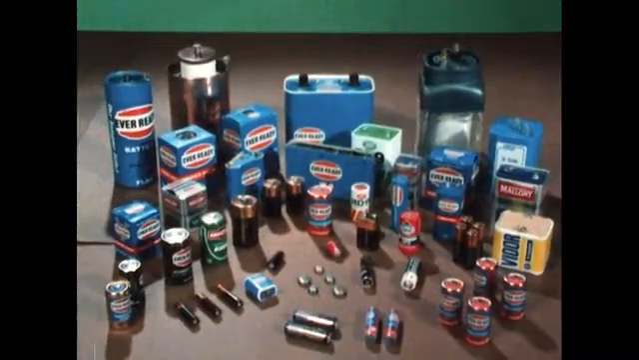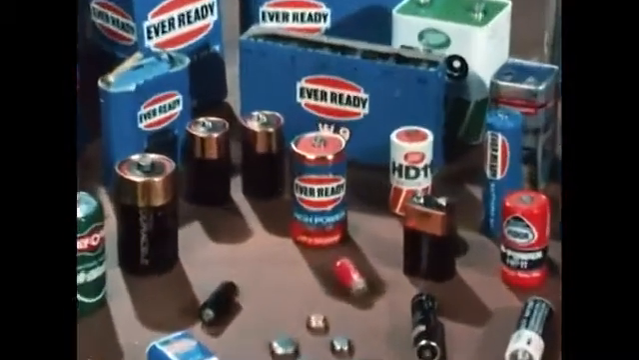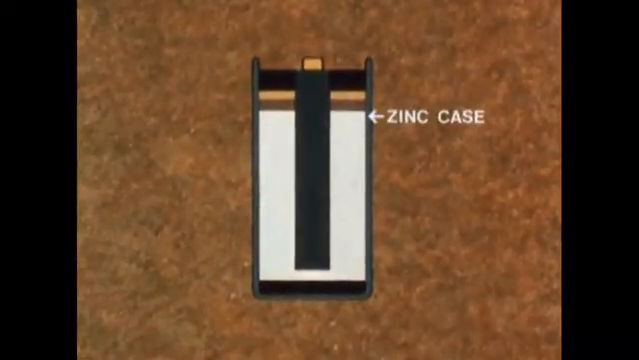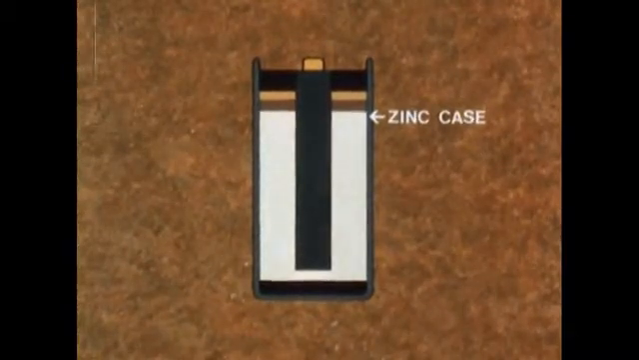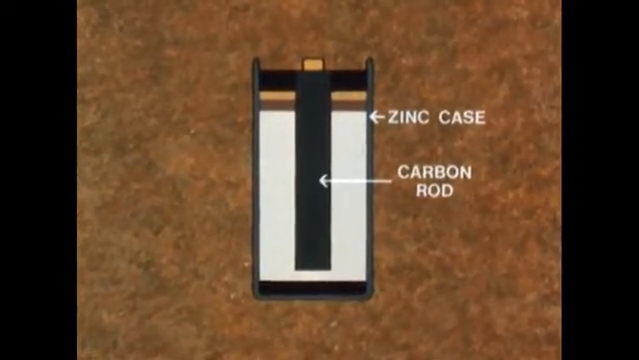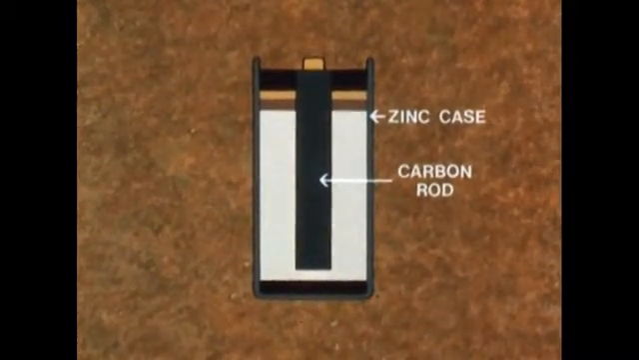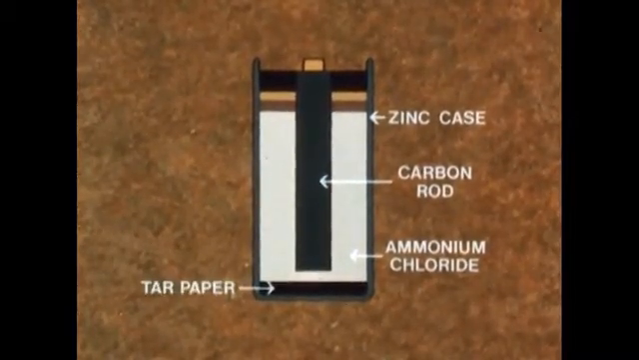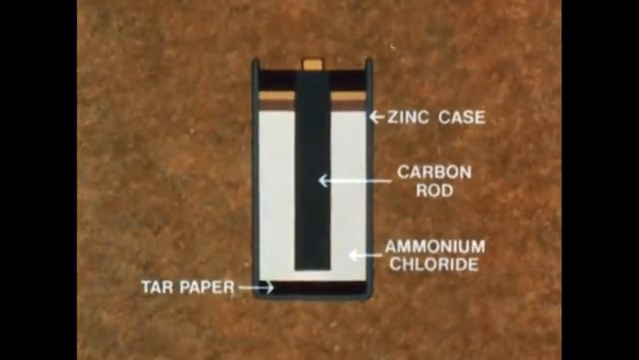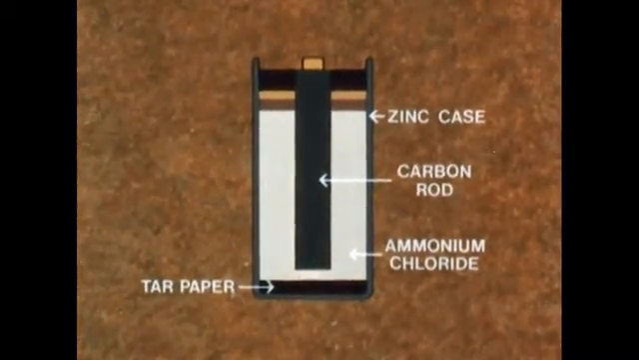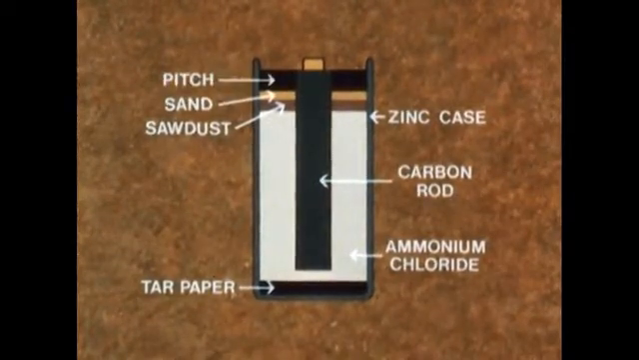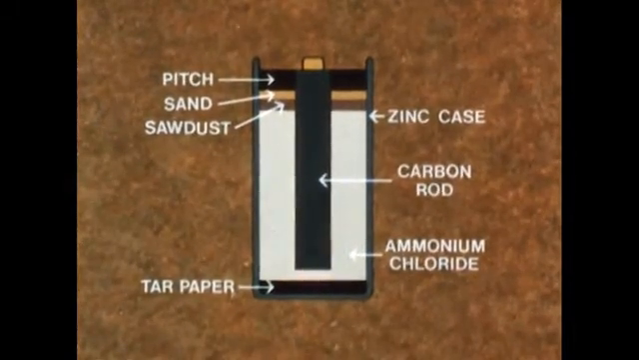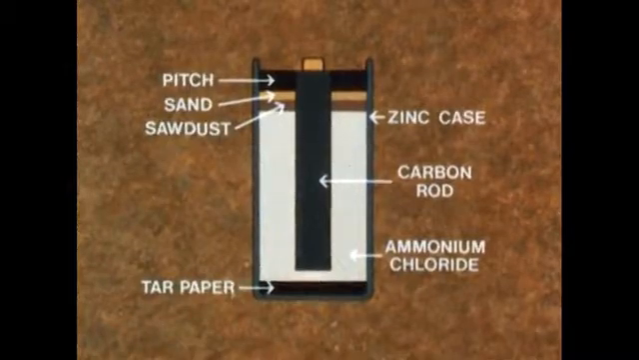In practice, the most common type of primary cell is the flashlight battery or dry cell. The zinc plate is now formed into the case containing the electrolyte. The copper plate is replaced by the central carbon rod, and the electrolyte is a paste of the chemical called ammonium chloride. At the bottom, a tar paper washer makes sure the carbon rod doesn't touch the zinc. And at the top, layers of sawdust, sand, and pitch hold the rod in place and prevent electrolyte leakage. In use, the zinc and the electrolyte are gradually used up until the cell is dead.